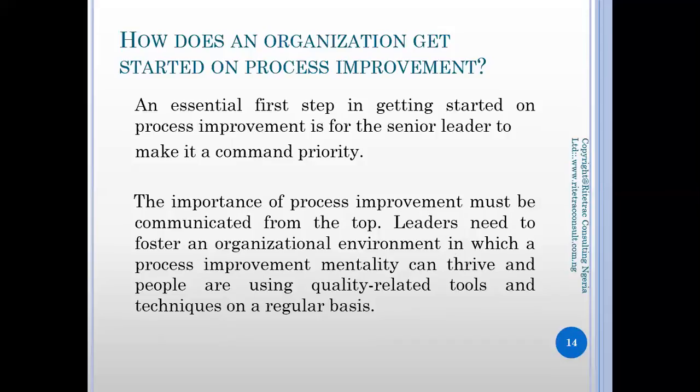How does an organization get started on process improvement? First, an essential first step in getting started on process improvement is for the senior leader to make it a command priority. It's going to come from the top down. If the top doesn't really integrate or accept the process improvement, it's not going to work. The importance of the process improvement must be communicated from the top. Leaders need to foster an organizational environment in which a process improvement mentality can thrive and people are using quality-related tools and techniques on a regular basis.